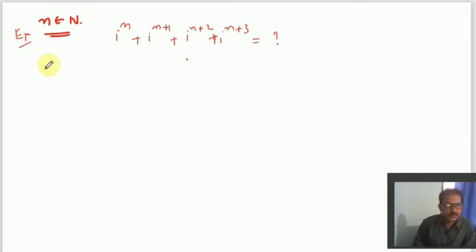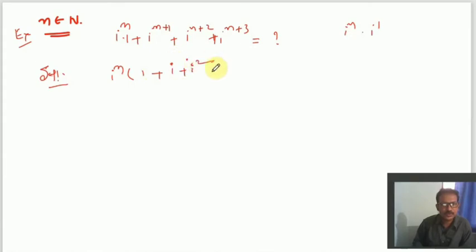Suppose if you want to find out this value, first of all you have to take i^n common. If you take i^n common, it will be 1 plus i^(n+1), which can be written as i^n into i^1. So if you take i^n common, you will get i, plus here you can get i square, here you can get i cube.